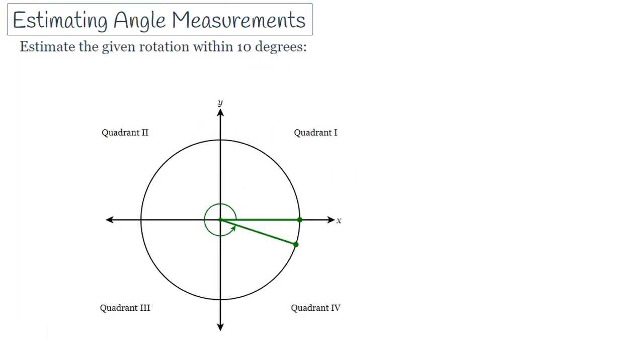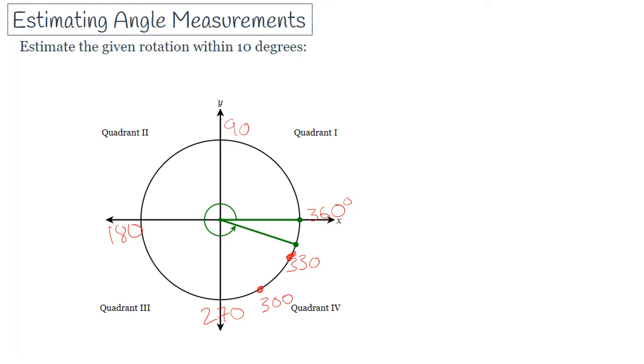Let's go to the next one. So this one is all the way around. Again, this is 90, 180, 270, and then back around is 360. To start, we know it's between 270 and 360. If I break this quadrant up into three pieces by 30 degrees, this would be 270 and 300, 300 more would be 330, and then all the way around would be 360.